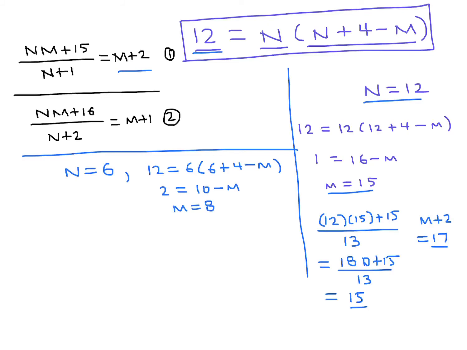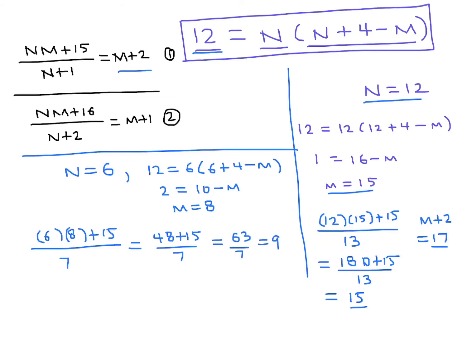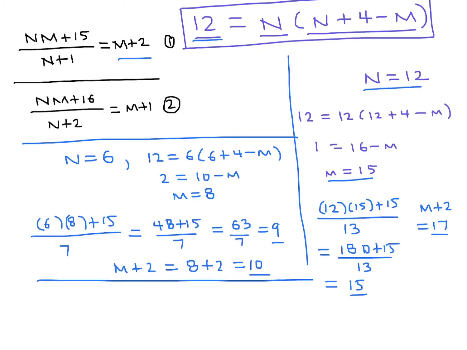So we got 6 and 8. All right? So let's use that number 1 to see if we are correct. nm, so we got 6 times 8 plus 15 all over n plus 1, which is 7. 6 times 8 is 48 plus 15 all over 7. So this is 63 over 7, which is 9. And that has to equal m plus 2. And m is 8 plus 2 is 10. So 9 does not equal 10, so that's a dud. All right, let's keep going.